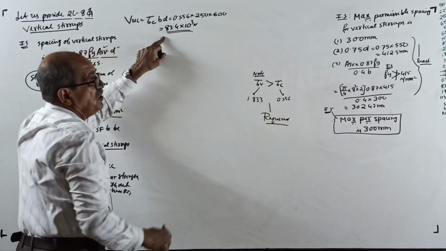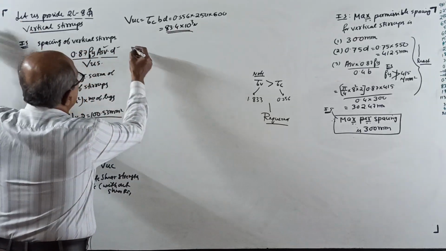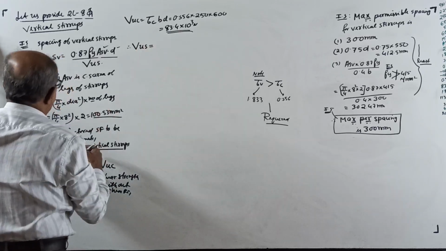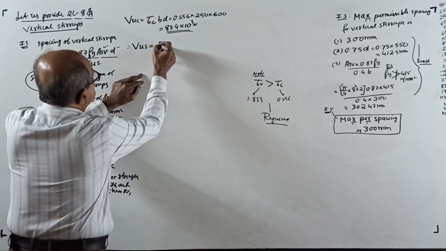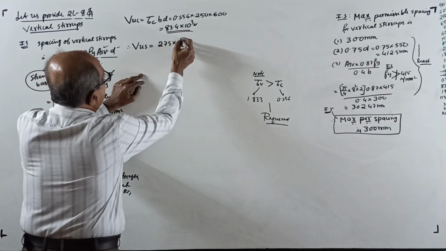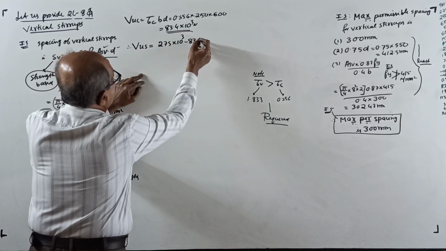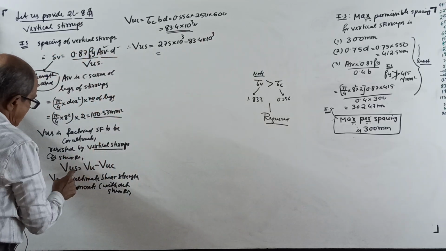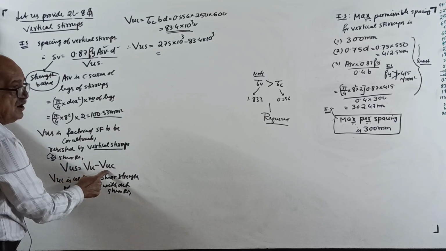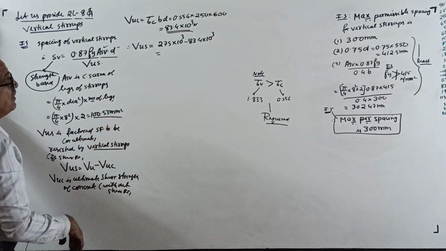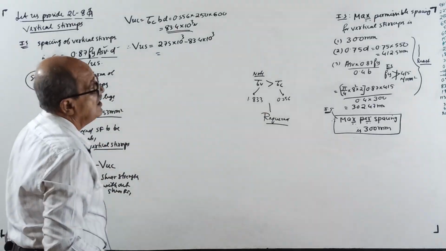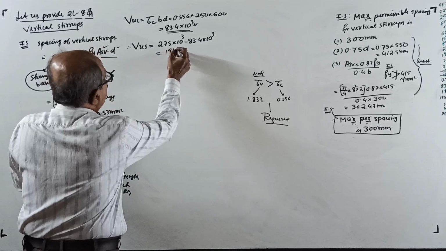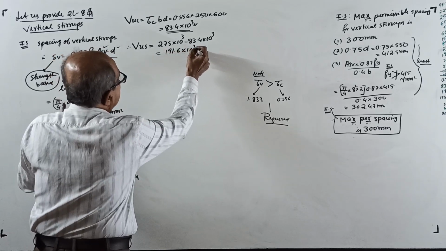This much shear force concrete alone can resist. Therefore, your stirrup should be able to resist a shear force of how much? VU is 275 into 10 to the power 3 minus 83.4 into 10 to the power 3. Actually, IS code has told you directly VUS equal to VU minus tau C b d, they are not given VUC, but for concept I am doing this way. Answer is 191.6 into 10 to the power 3 Newton.